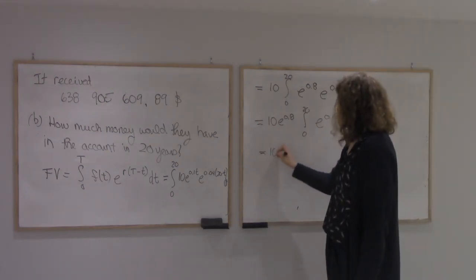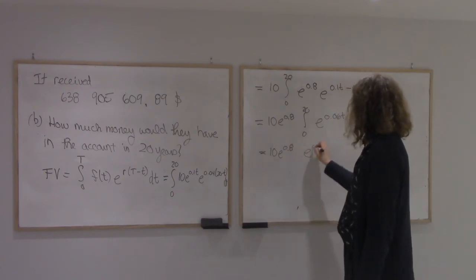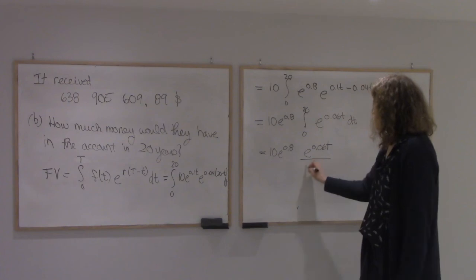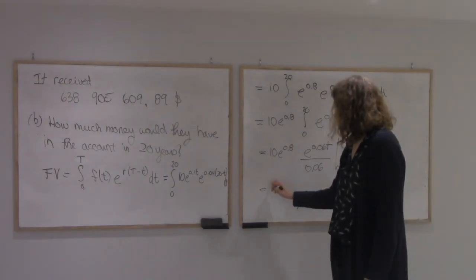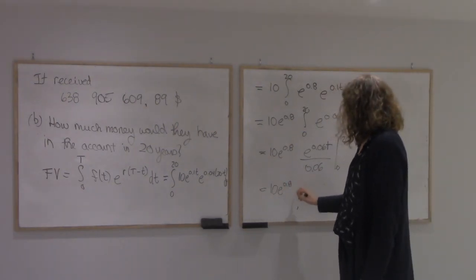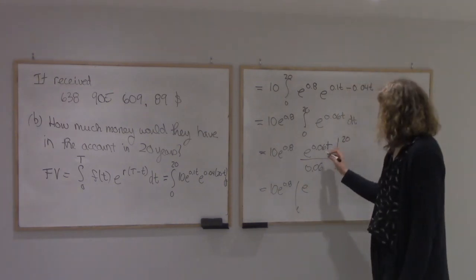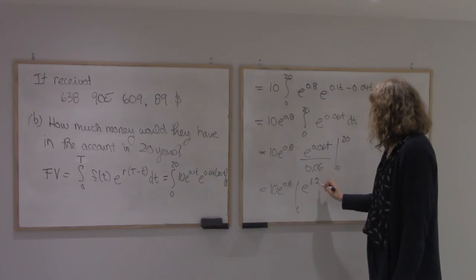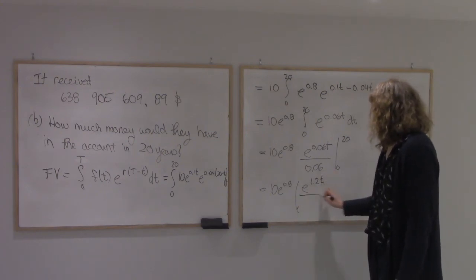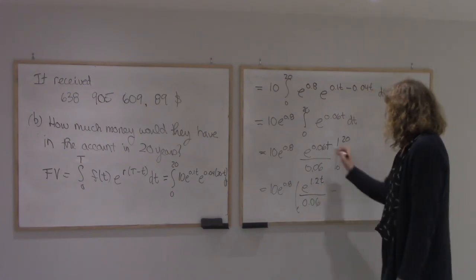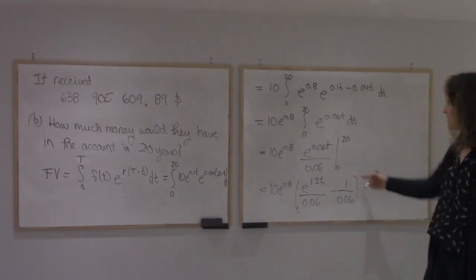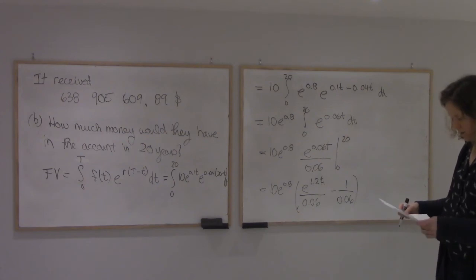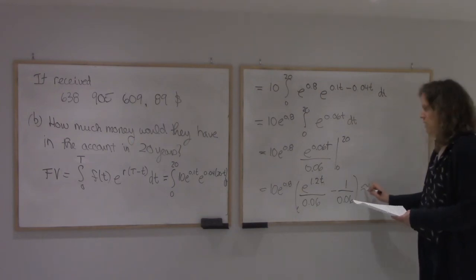And so I'm getting e to the 0.06t divided by 0.06. From 0 to 20, I'm going to plug in 20. So that's e to the 1.2 divided by 0.06. I'm going to plug in the 0. I get 1 over 0.06. Don't forget to plug in the 0. It actually isn't going to disappear in this case. And so what I would get.